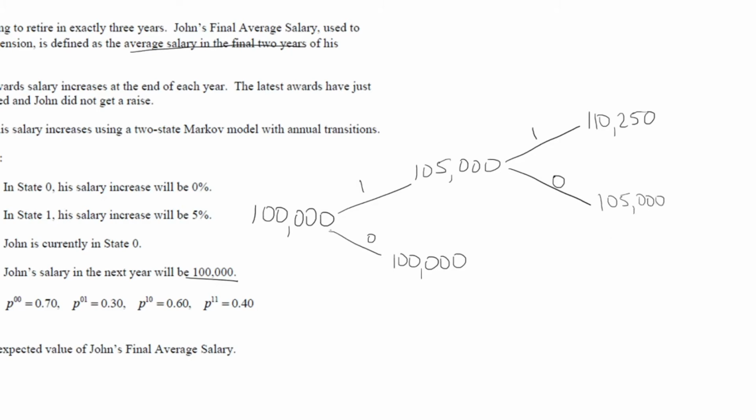Now we go down here to $100,000. So he stayed at $100,000, stayed at state 0. So he can increase it by 5% by going to state 1, or he can stay at state 0 and still have $100,000.